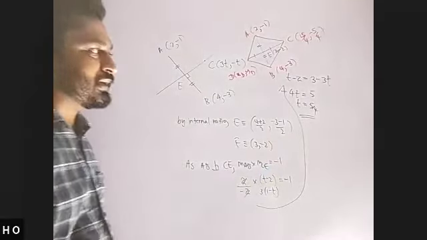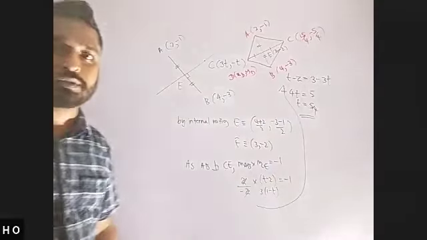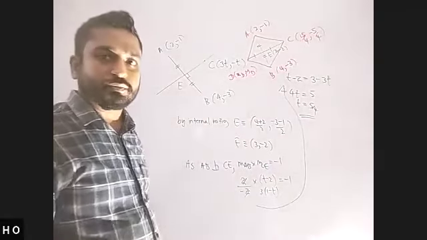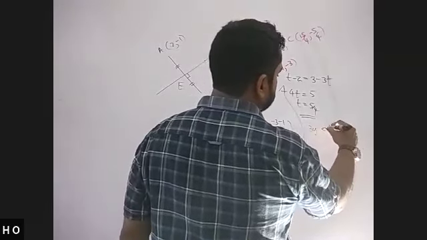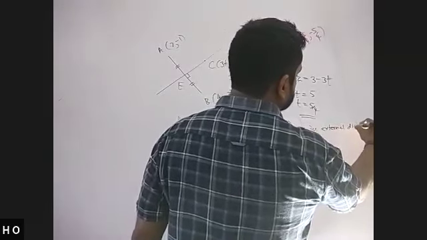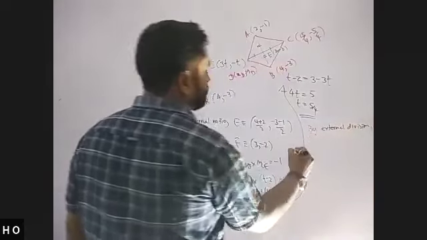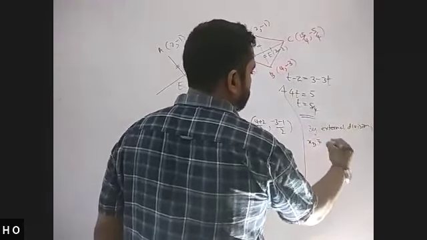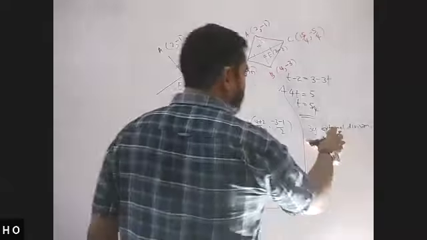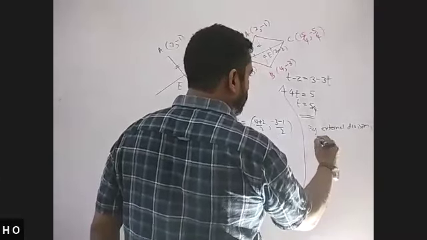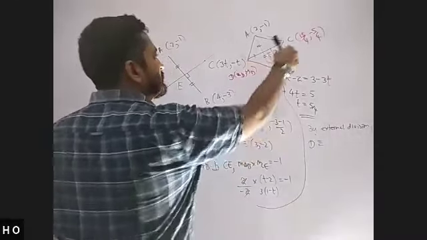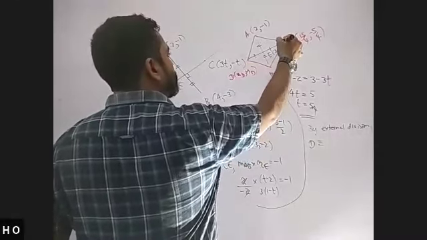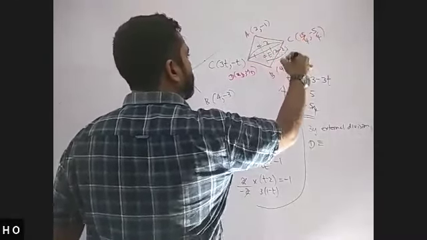So let us apply external division, as we already have used the internal division for a question. By external division, let us find out the coordinates of D right away. D divides CE externally in the ratio 2 to 1.